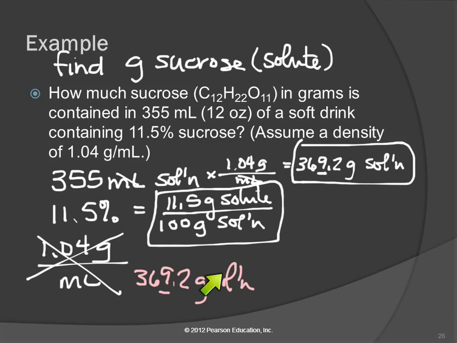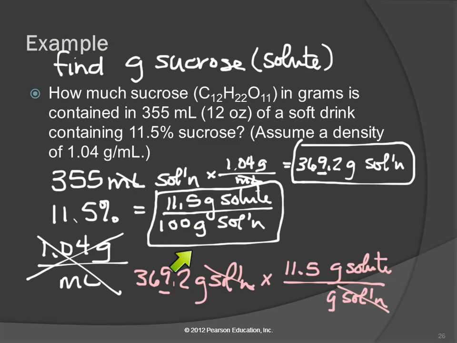So here's our grams of solution, and in this one we've got solute and solution. So we're going to put the units in first. We're trying to find grams of solute. I want that on top. I want grams of solution on the bottom to cancel that out. Then we look at our concentration here: 11.5 grams of solute goes on top, and 100 grams of solution will go on the bottom. So we've got 369.2 times 11.5 divided by 100.